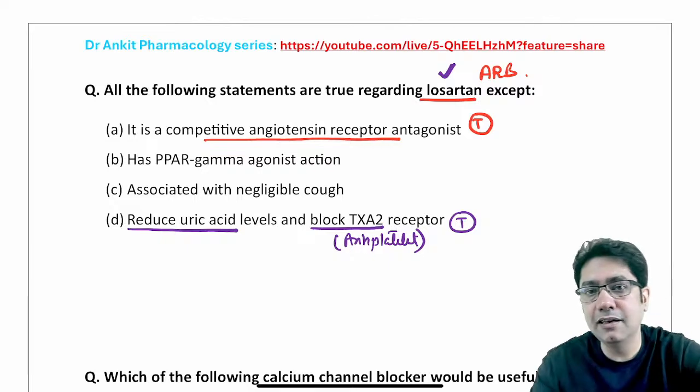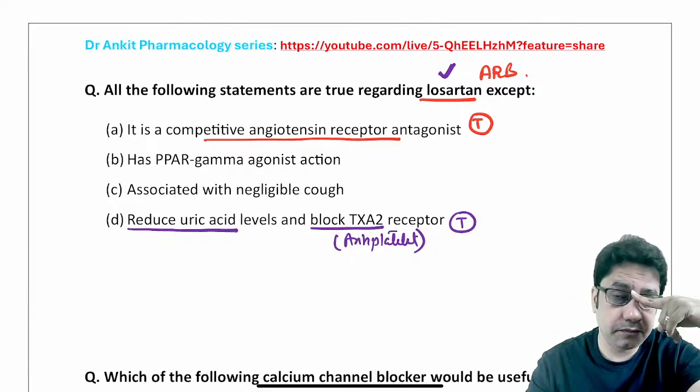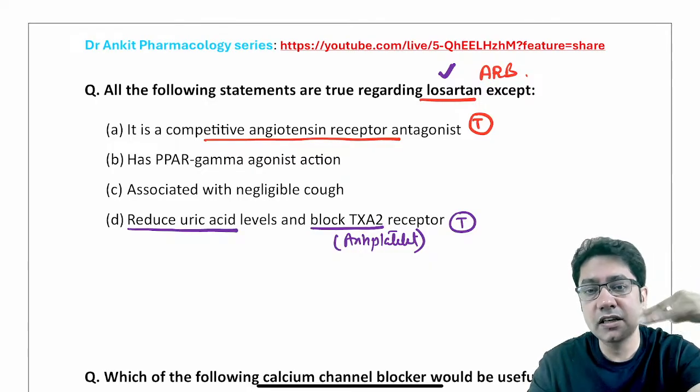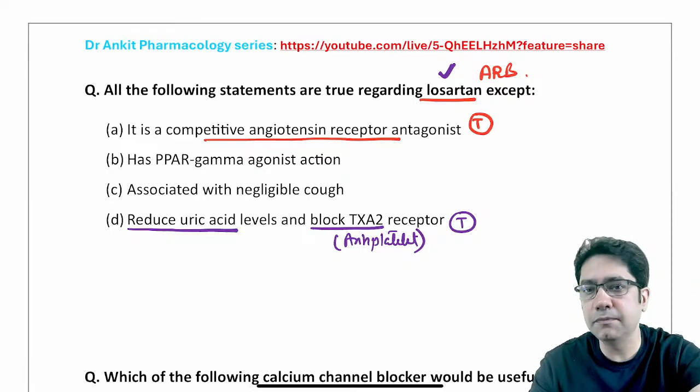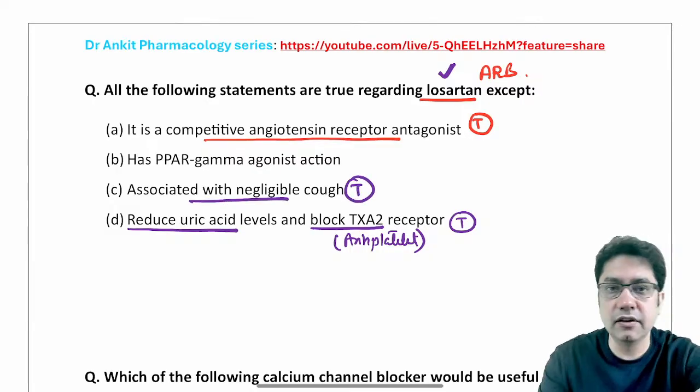So remember, ACE inhibitors cause dry cough because of an increase in bradykinin level. But sartans don't increase bradykinin level. So if any ACE inhibitor, any pril drug, is producing dry cough, we change the ACE inhibitor to a sartan, because sartans don't increase bradykinin level. That is why they have negligible effect on cough.